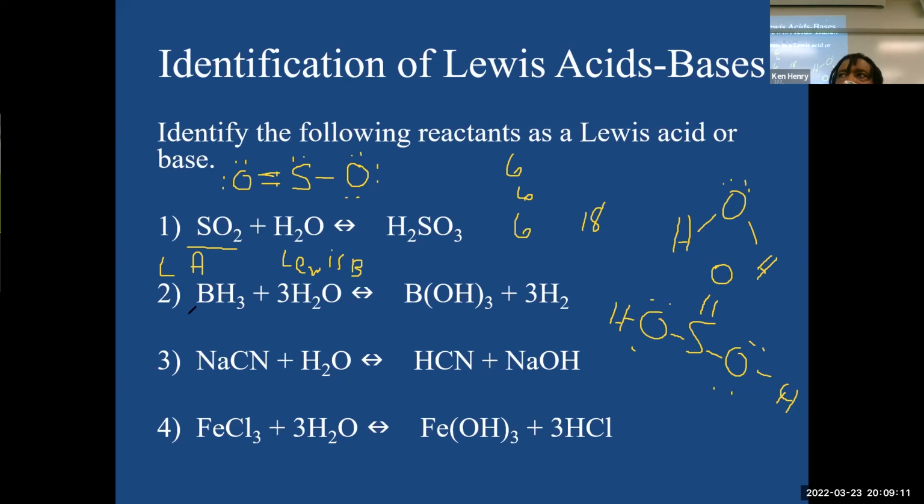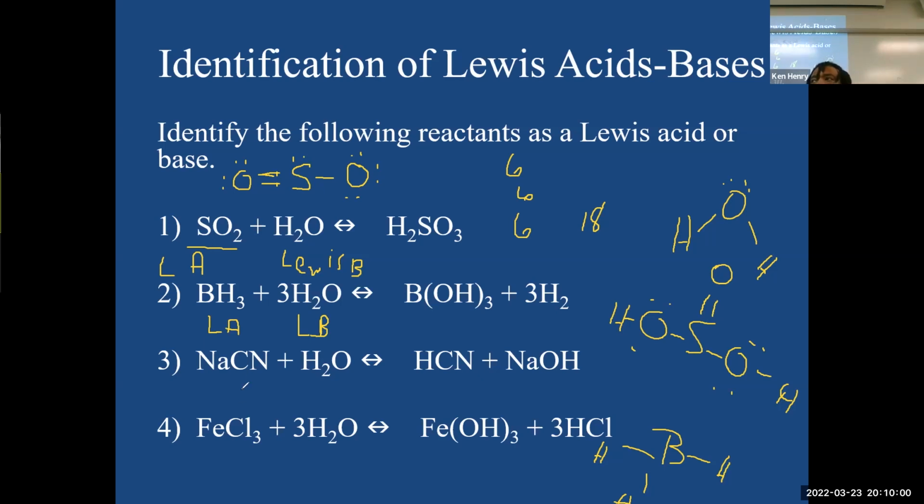Okay, so here, who's going to be the base or the acid? Let's look at this guy. This is boron. First off, does it have any lone pairs to donate? No, it doesn't. So where are the lone pairs going to come from? So this is going to be my Lewis base, and this is going to be the Lewis acid. Not always. We can't make that assumption.